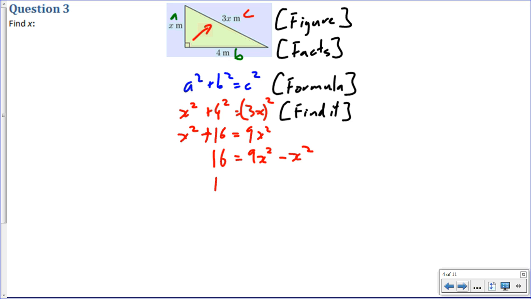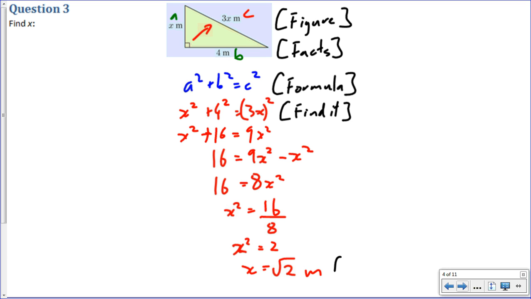The way I talk about that is 9 apples take away an apple, so we're left with 8 apples. So the opposite of timesing by 8 is going to be dividing by 8. So x squared equals 2, so x equals square root 2. And the last thing we need to do is put our units in meters, and that becomes our fix-it, because we need to make sure we have our units in there. So that is question 3.